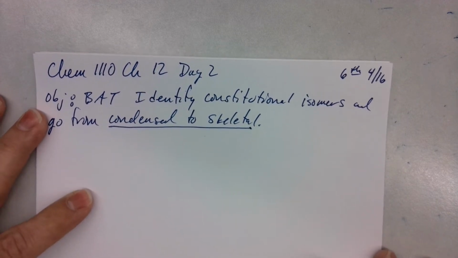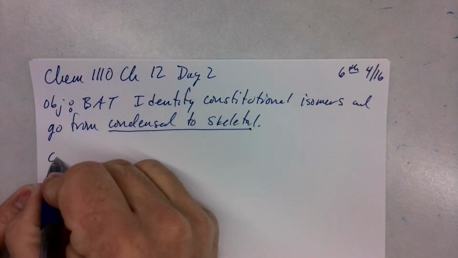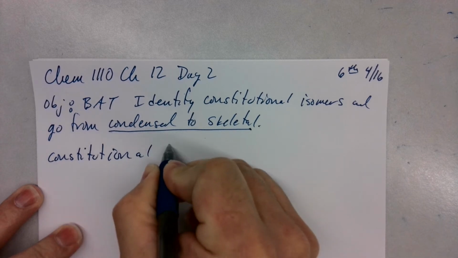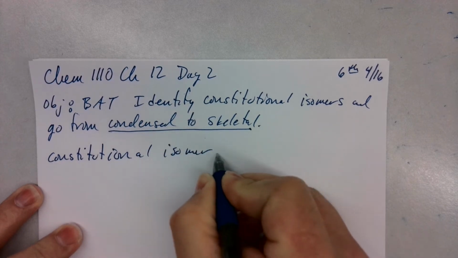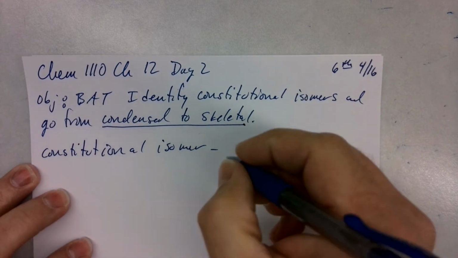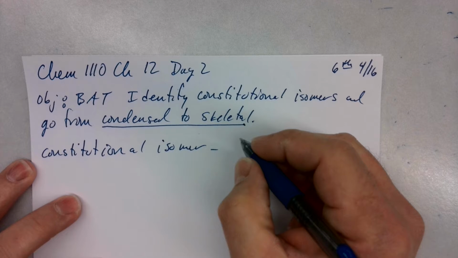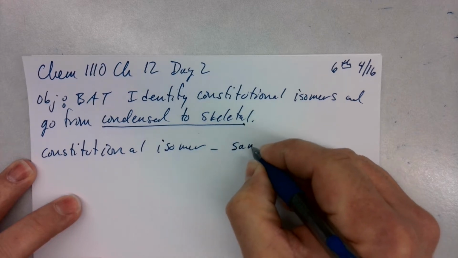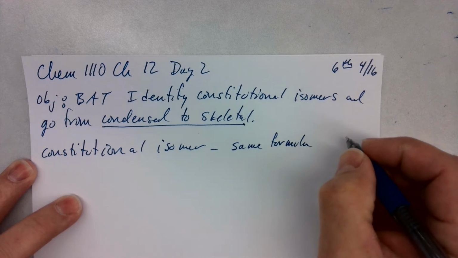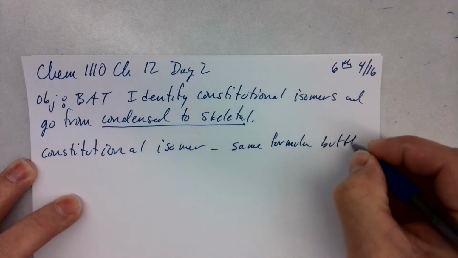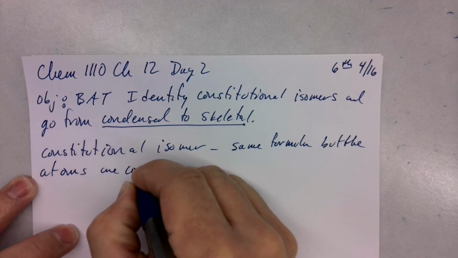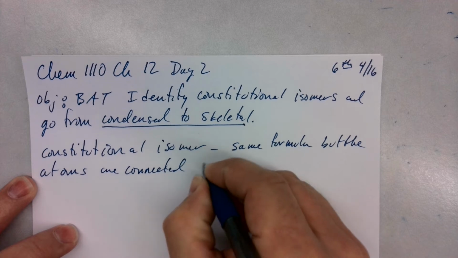So, all right, now we need to know what a constitutional isomer is. And I'm going to be honest, they usually just call it an isomer. Okay? So a constitutional isomer is the same formula, but the atoms are connected differently.